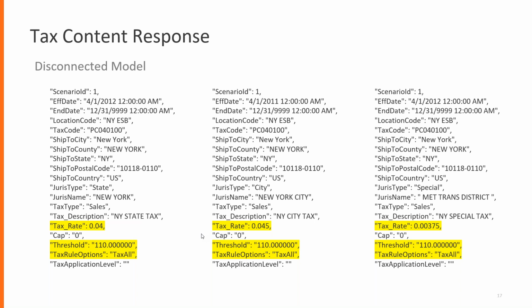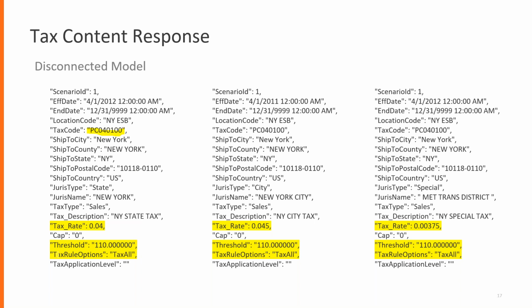Now, the thing here that I want to point out is we have a cap and threshold, which are rules that the POS system is going to need to interpret on when to apply the tax. So for our example with New York, the tax code up here, PC 040100, tax is only applied if the item passes the threshold of $110.